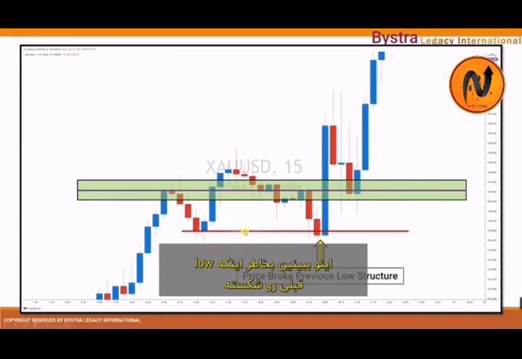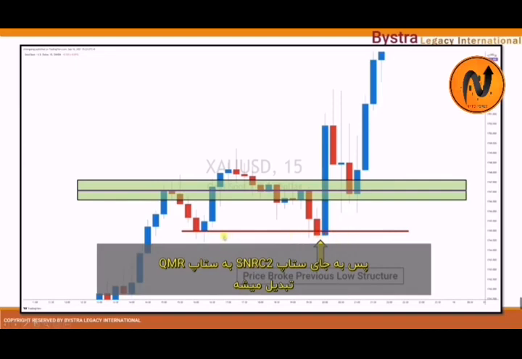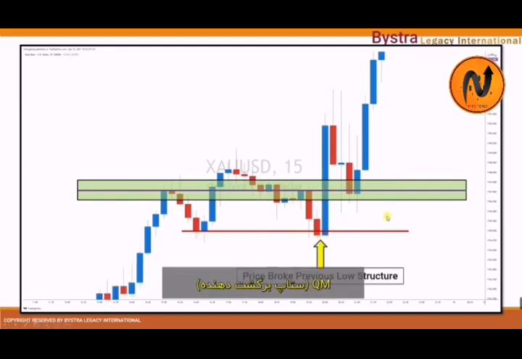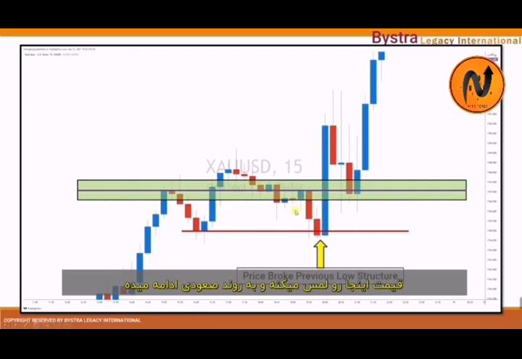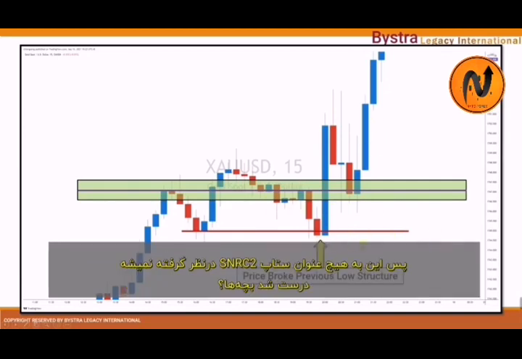Look at this, because yes, it has broken the previous low structure. So instead, this is an SNRC2. It has become a QMR setup, the QM reversal setup. Okay, so this will be the left shoulder: low, high, lower low, higher high. Price only touches here and continues on the uptrend. So this doesn't count as an SNRC2 setup anymore.